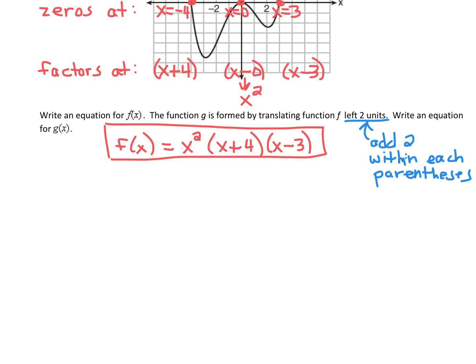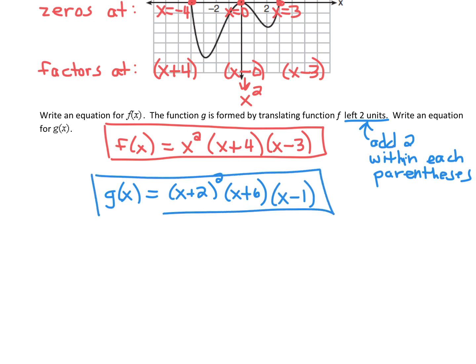So let's write this. So g of x equals, now if I add 2 to this, right, I'm just going to write it as x plus 2 and bring down the square. So I'm just adding the 2 to the x. Now if I add 2 to this, isn't 4 plus 2, 6? So this will be x plus 6. And if I add a 2 to negative 3, is it negative 3 plus 2? Negative 1. So that'll give me x minus 1. And there we have it. There is g of x.